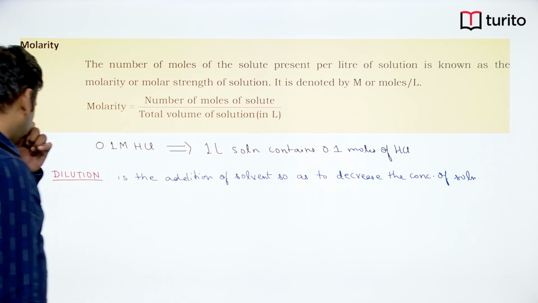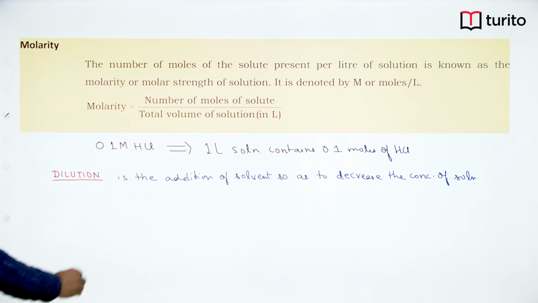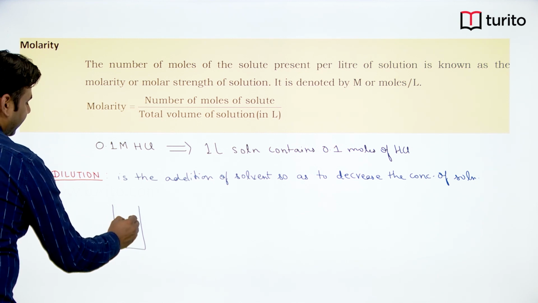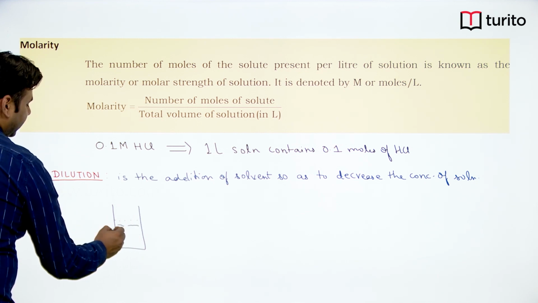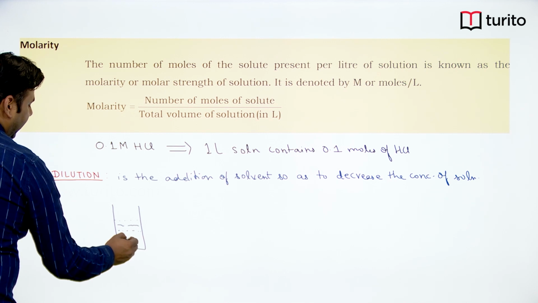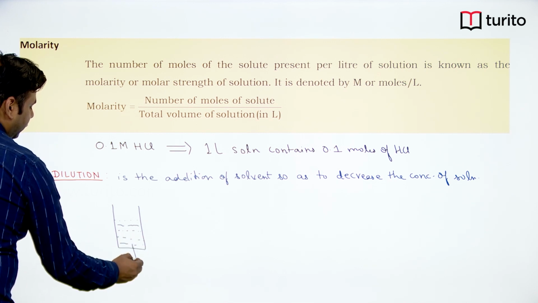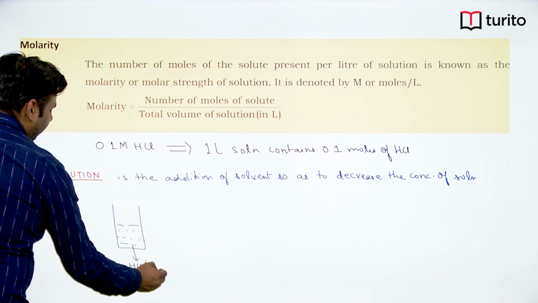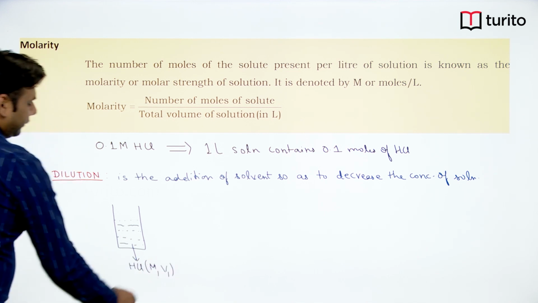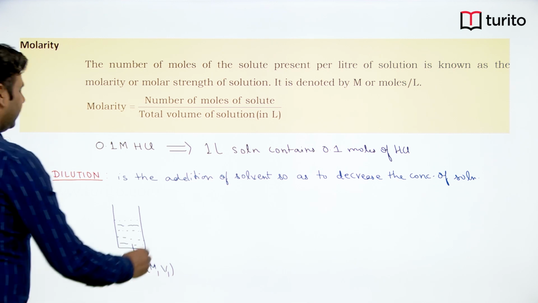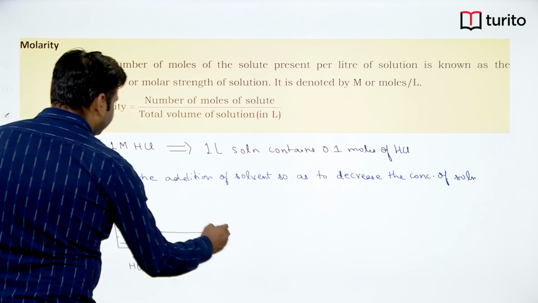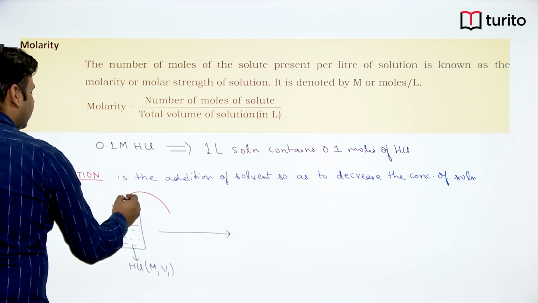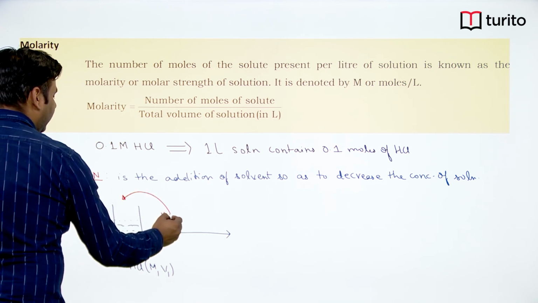So let us take an example to understand this. Suppose we have a container with some volume of HCl, and we know its molarity as, say, M1. So suppose this is HCl whose molarity is M1 and volume is V1. Now suppose to this solution we add water. So we are basically adding the solvent over here.